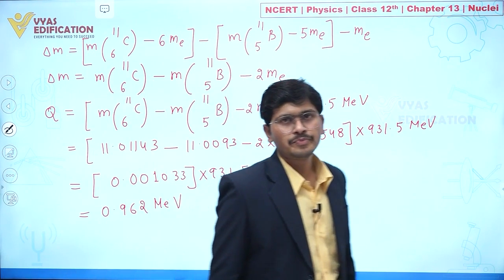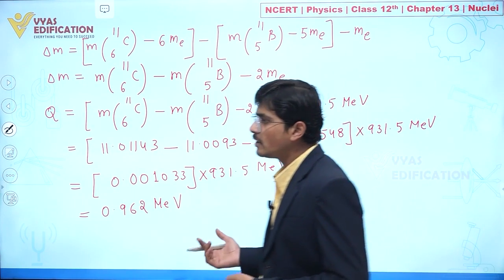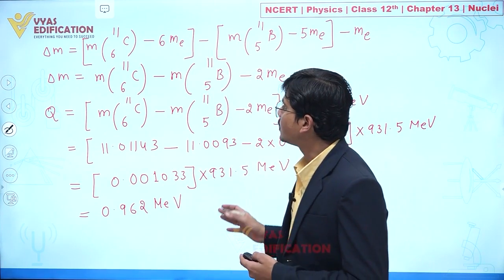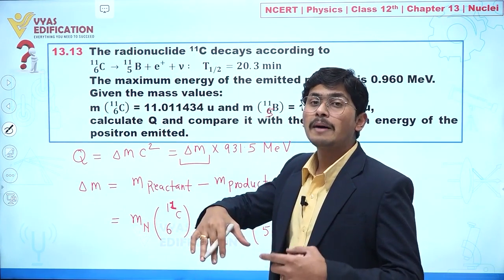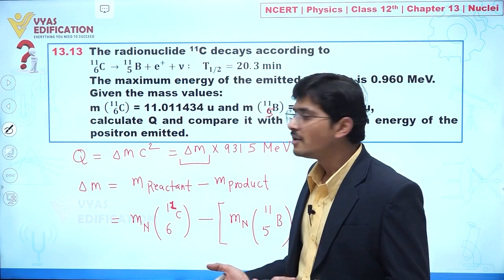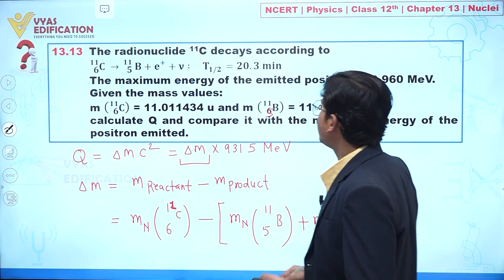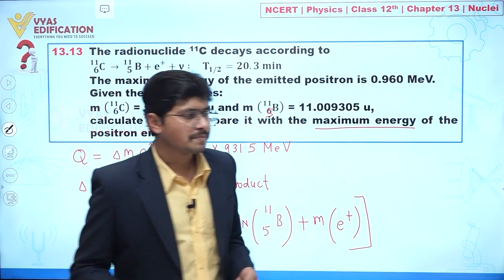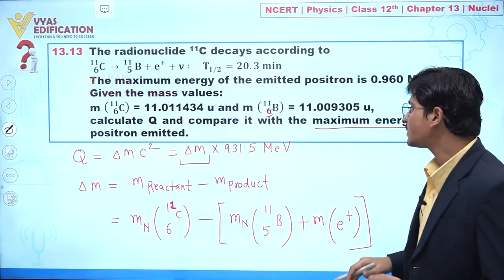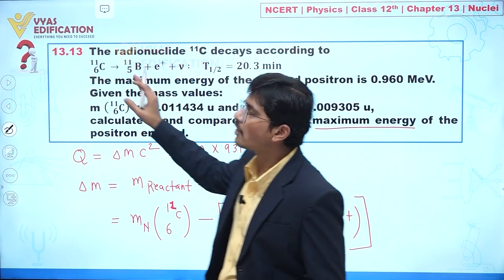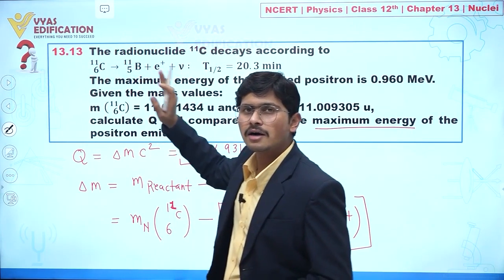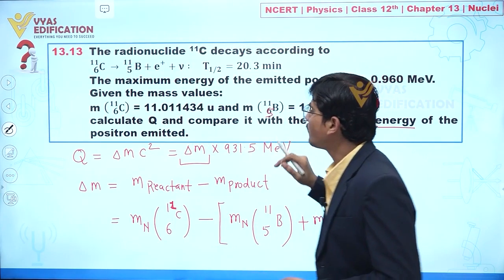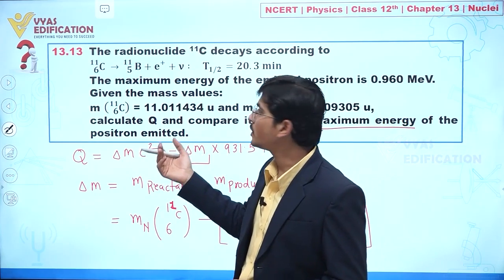So this Q value that we are getting, because this Q value is positive, it means I can say in this reaction some amount of energy is released, clear. Yes, now we have to compare the maximum energy of the positron emitted, clear. Now definitely whenever we have this much of nuclei, when it breaks down into these components, clear, at that time you can say definitely this Q value is distributed, yes.